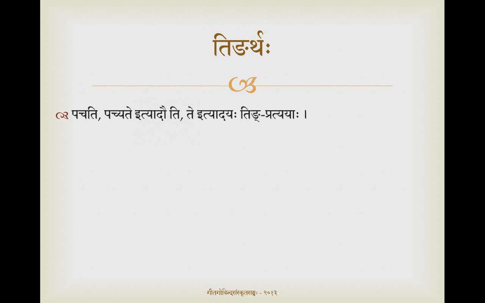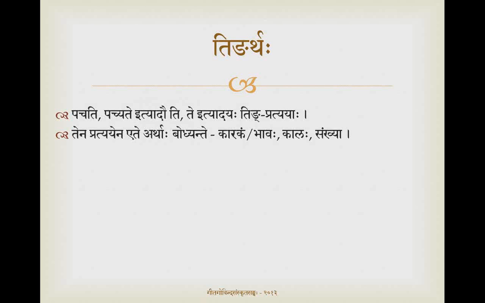Pachati, pachate. So you have ting. There are 18 ting pratyayas: tip, tas, jhi, sip, thas, tha, mip, vas, mas, ta, atam, jha, thas, athaam, dhvam, iT, vahi, mahiN, which we will see in the dashagani. So there are 18 ting pratyayas. What do these pratyayas convey? The ting pratyaya conveys the sense of karaka or bhava, kala and sankhya.